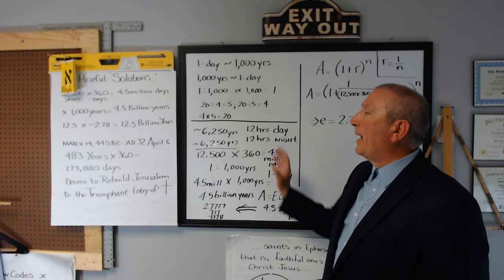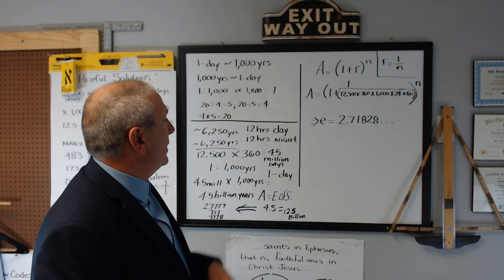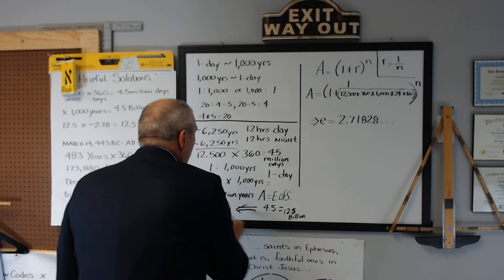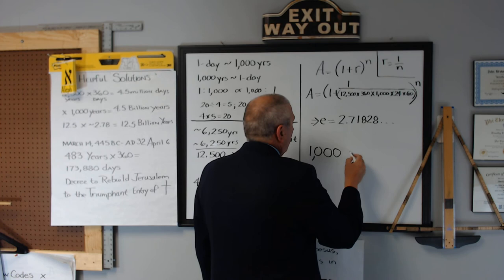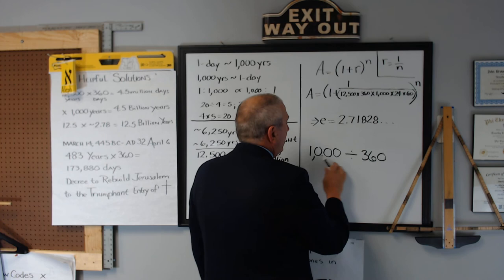But the relationship between Dr. Penn's factor here, which is nothing more than 1,000, I'll just write it out, divided by 360, and that's the number of days in a year, and that's 1,000 days, and that was to determine, could we quantify the effects of sin?